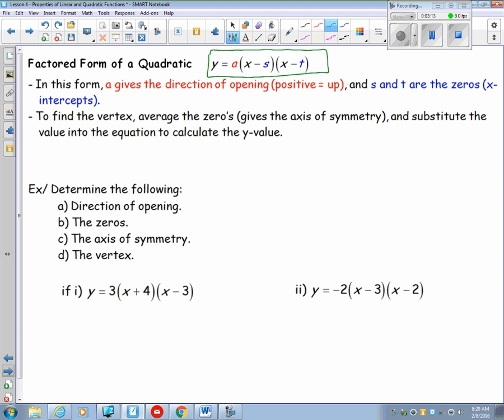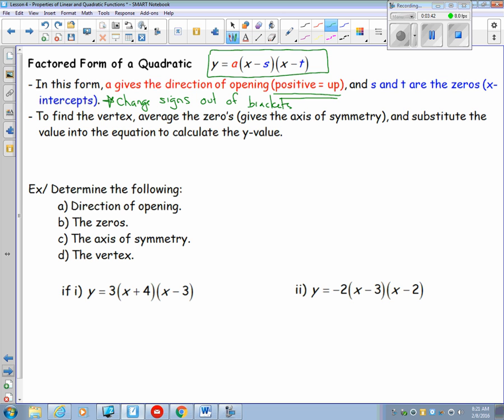There are 2 really important things there. A is the direction of opening, and the key here is if it's positive, it opens up. And s and t are the zeros, also called the x-intercepts. The one thing you have to be careful about there is you have to change your signs when you take them out of the brackets.